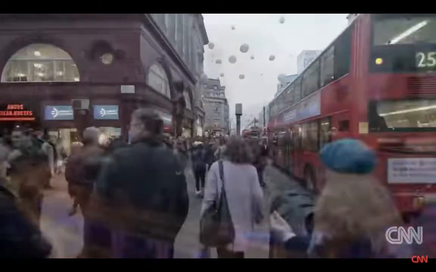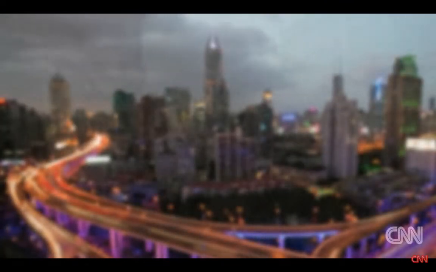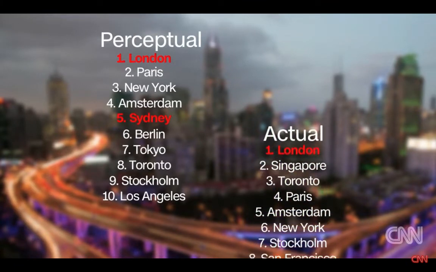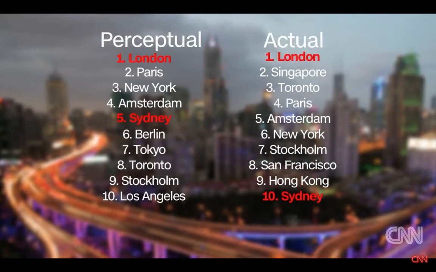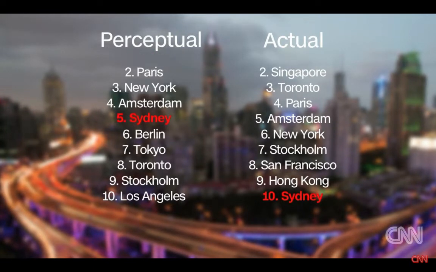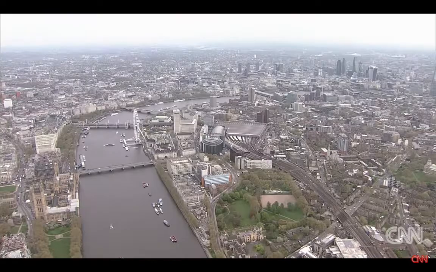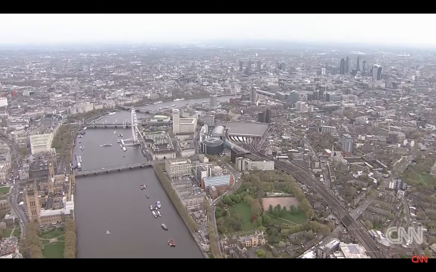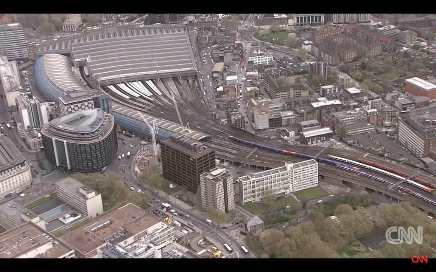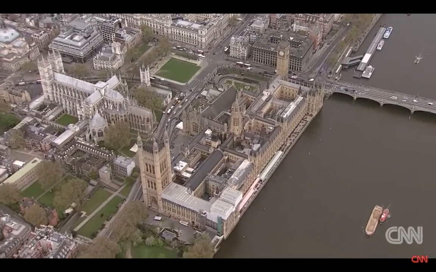Accounting giant PricewaterhouseCoopers released two studies. One, a survey of around 5,000 people measuring the perceptions of international cities. The other, an analysis of the facts. Sydney came 5th for perception, 10th for reality. London is number 1 in both rankings. London scored very highly for international connections, well-developed infrastructure and legal frameworks, political influence, and being a leader.